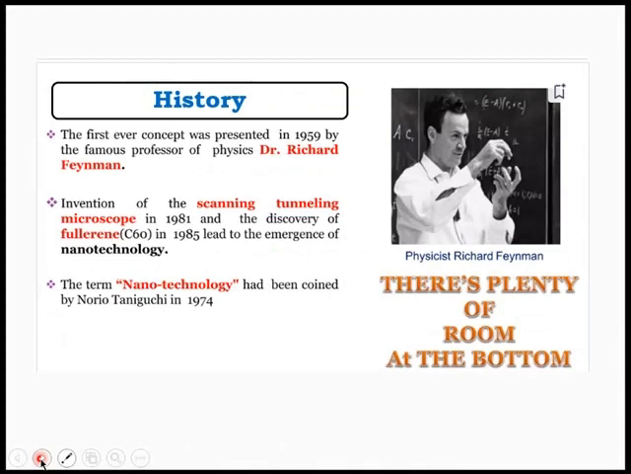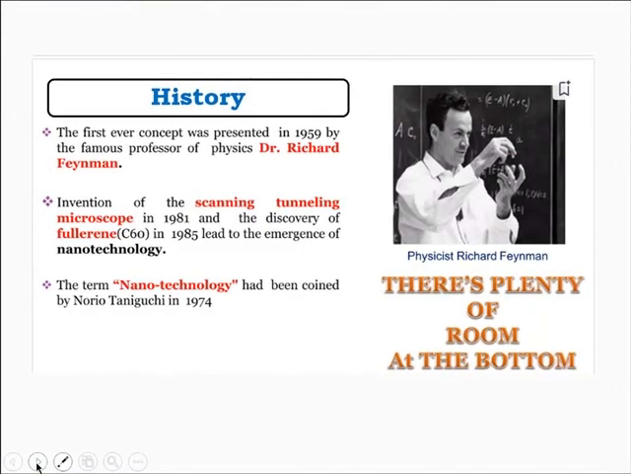So let's move to the history. Before going into detail about nanotechnology and the synthesis and characterization, we should know the history, how nanomaterials and nanoparticles have been developed and how they have presently been recognized. The first ever concept was presented in 1959 by the famous professor of physics, Dr. Richard Feynman, and he got a Nobel Prize for his invention.